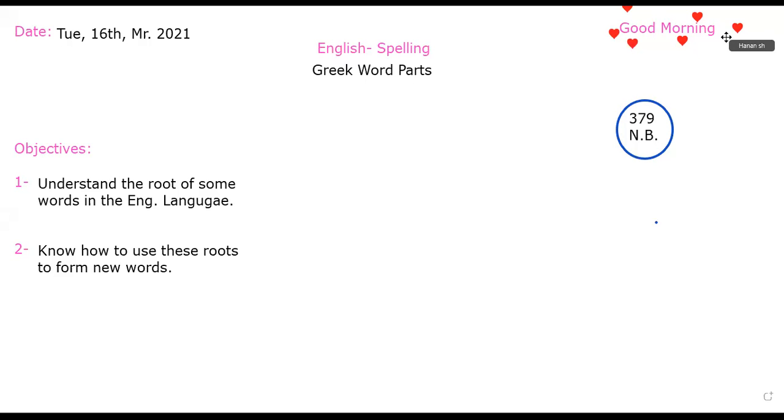For the girls who were asking what we are going to take today, we are going to complete the spelling part and we are going to complete the lesson of Greek word parts. What is Greek word parts? Who can remind me very fast? What is the Greek parts and the Greek roots and the Latin roots?